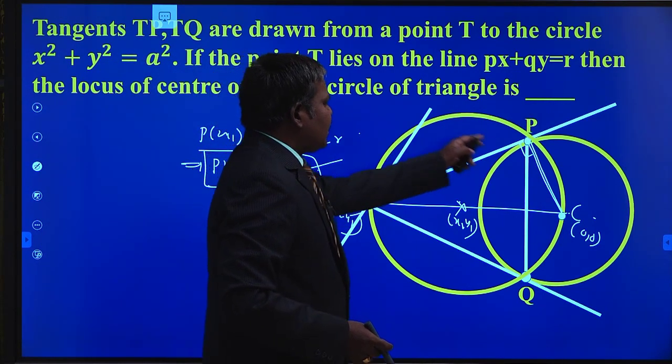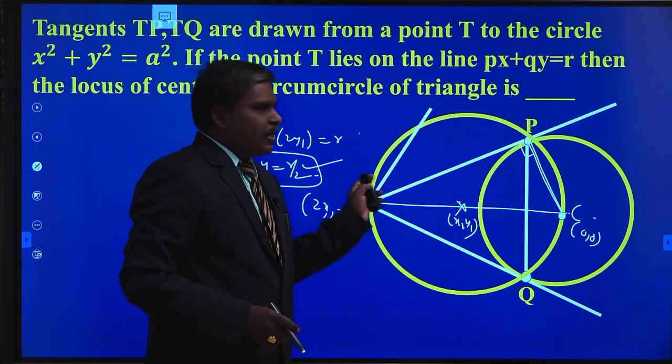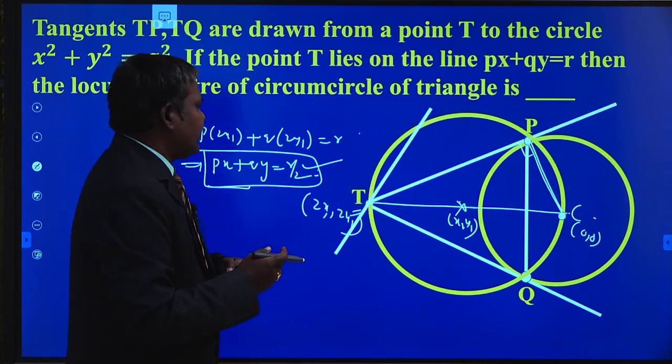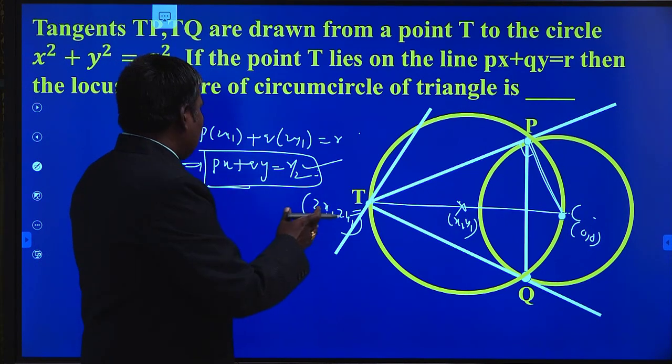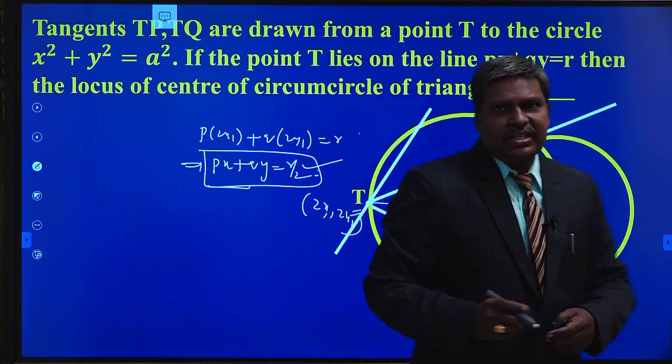So, why are the triangles varying? By changing the position of T on this line, we obtain different triangles. For those triangles, you have different circumcircles. You have to collect all their centers. You get some locus. That is here Px plus Qy is equal to R by 2. It is a straight line.